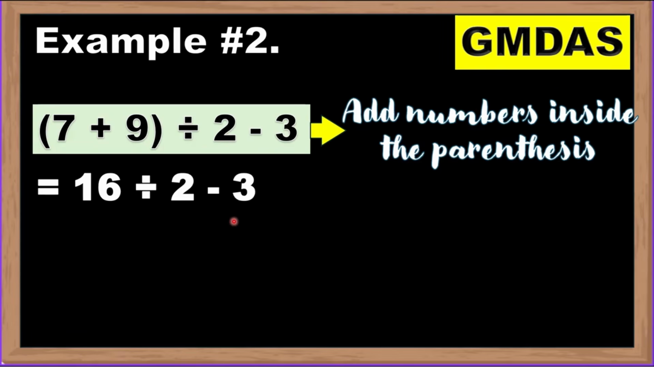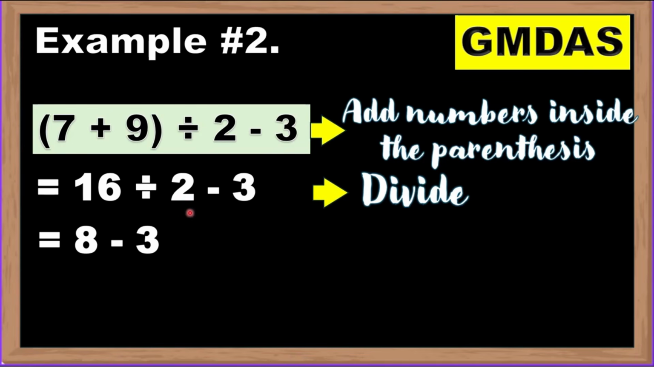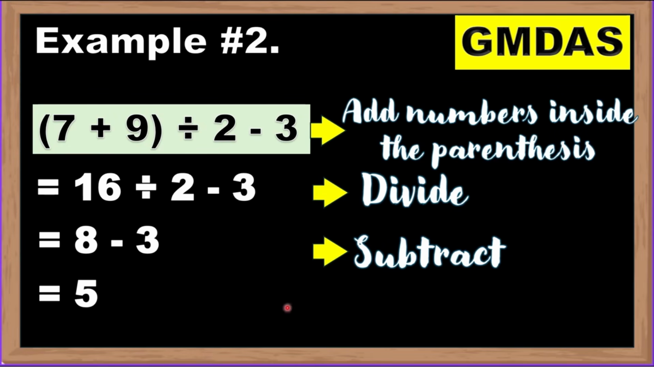Next, we're going to divide the result by 2, which is 16 divided by 2. The answer is 16 divided by 2 equals 8. And the next operation is subtraction. So we're going to subtract 8 minus 3. It is equal to 5. Again, the final answer is 5.